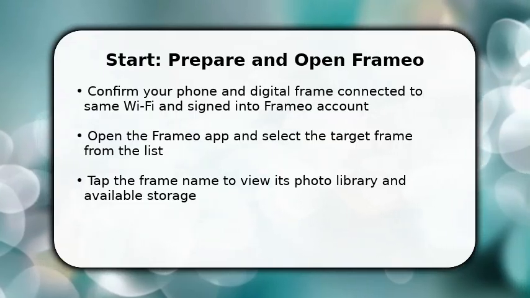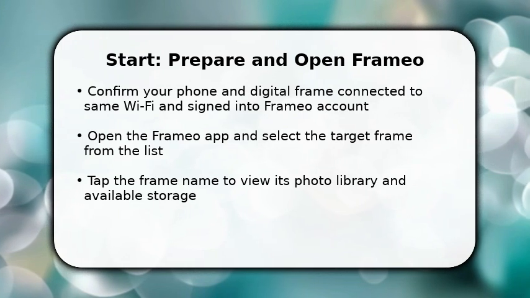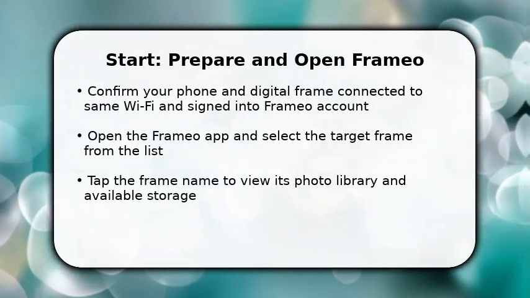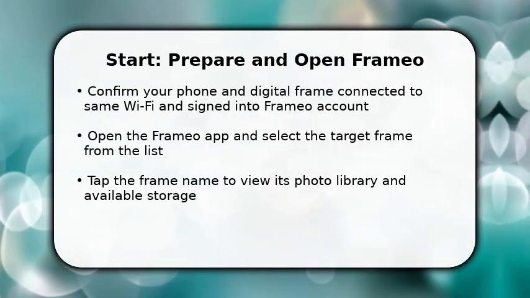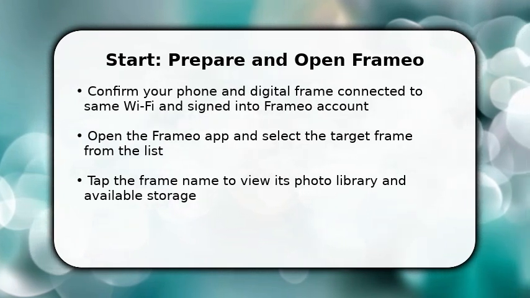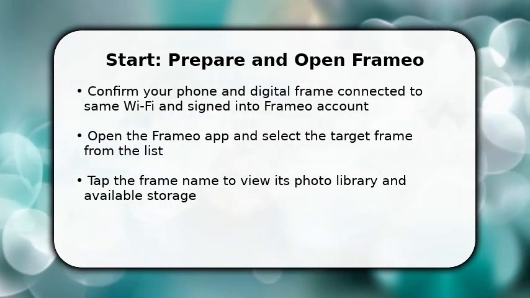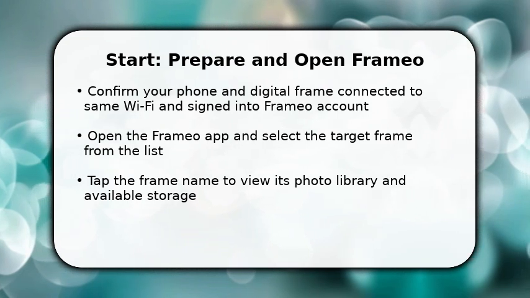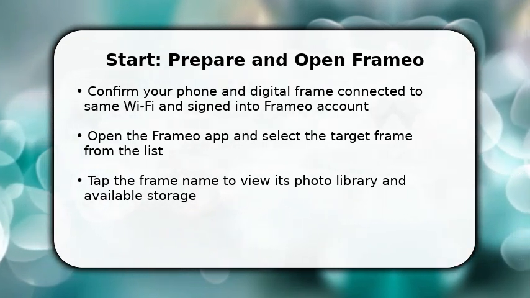You begin by making sure your phone and frame are on the same Wi-Fi and signed into the same Frameo account. Once connected, open the Frameo app and choose the specific frame you want to manage. You do this because the app controls which images live on that device.